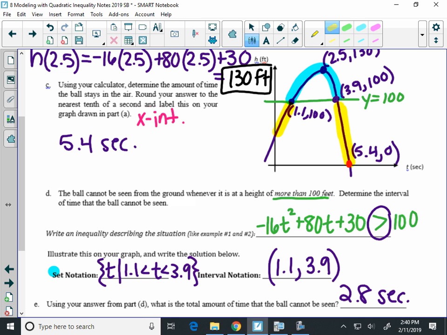All right, so I'm looking at this part of the graph and this part of the graph. So I actually don't have to go back to my calculator, but I am going to point out to you here that I have, this is my y-intercept, 0, 30. I'm going from 0 to this time, from 0 to 1.1, and then again from 3.9 until I hit the ground down here at 5.4. So because there are two sections of my graph that are highlighted below the 100, I have to write two inequalities. So I'm going to write an inequality for this left part from 0 to 1.1.